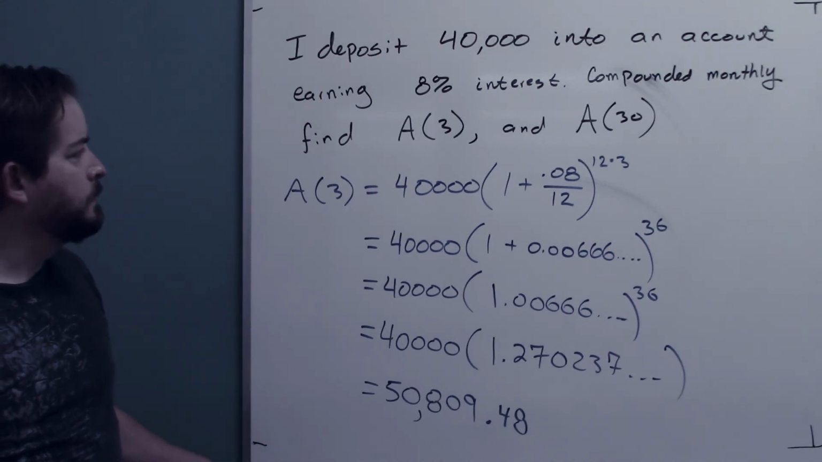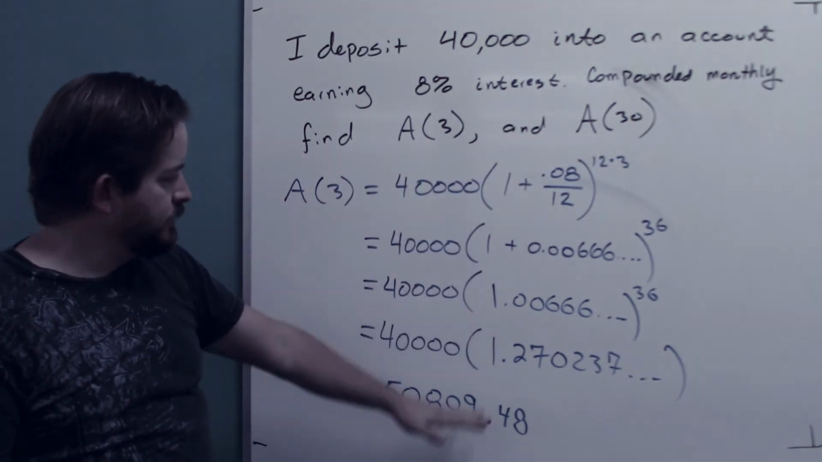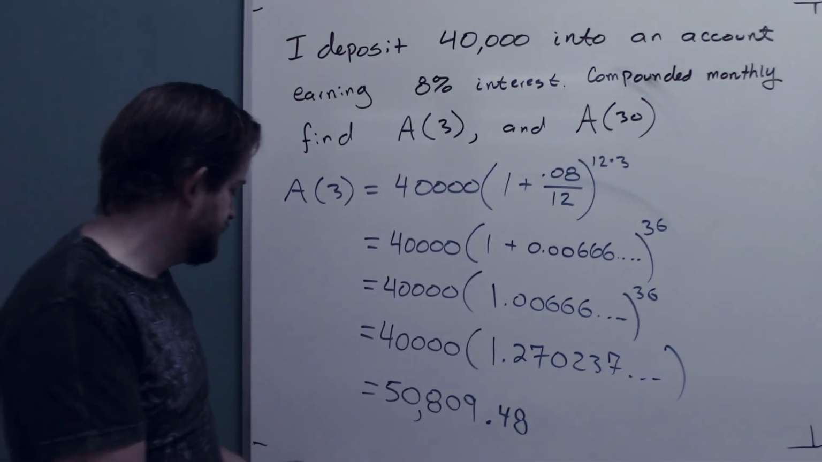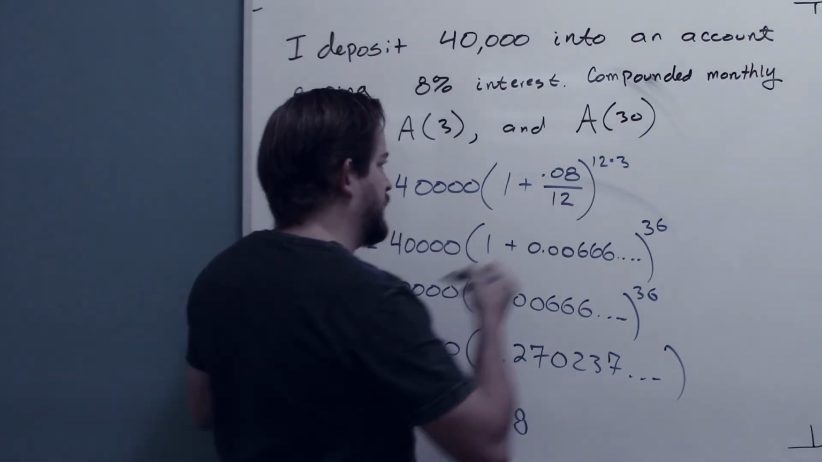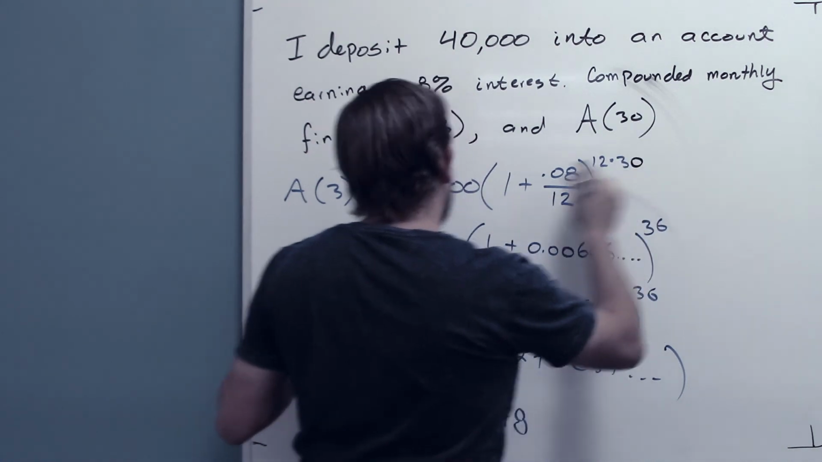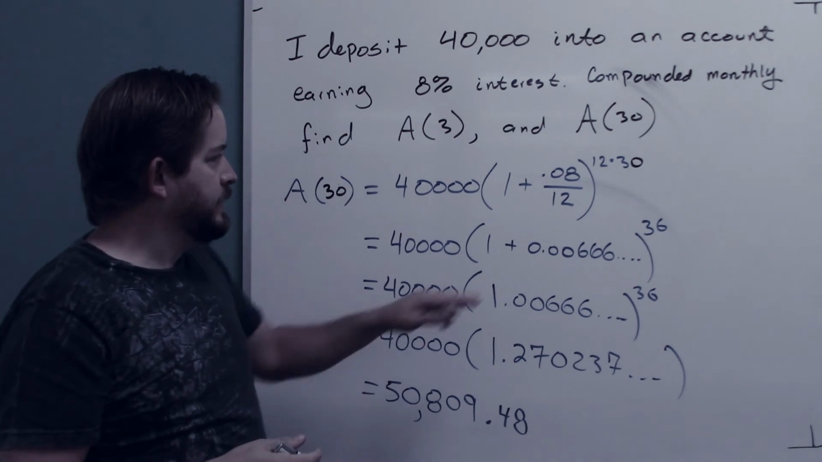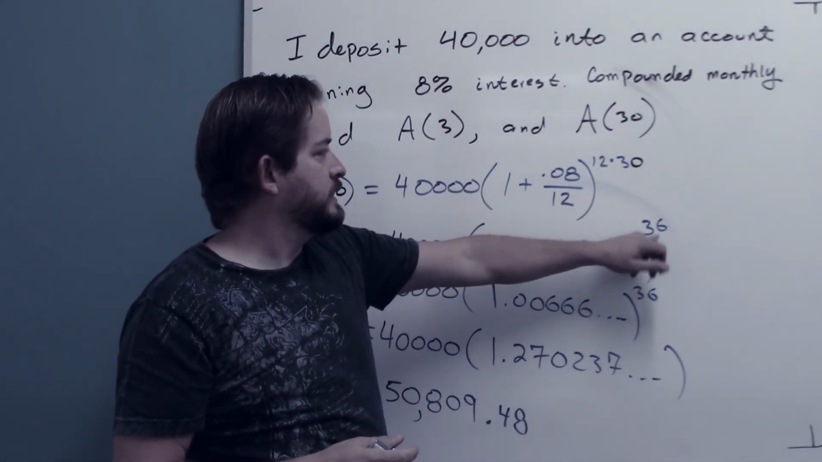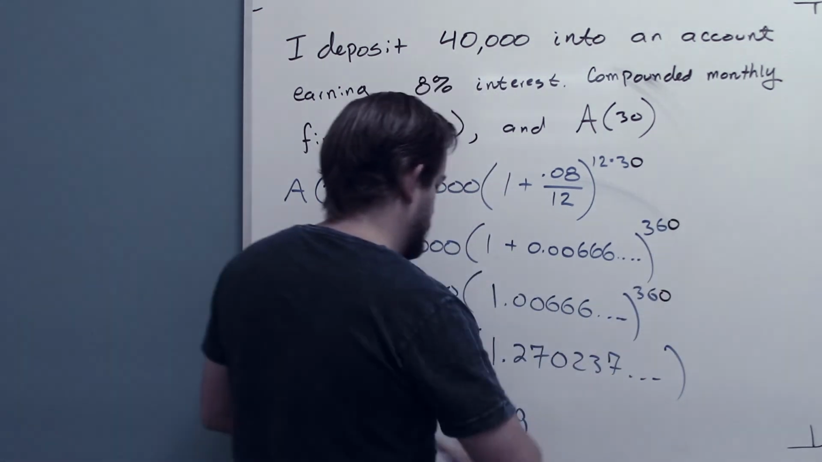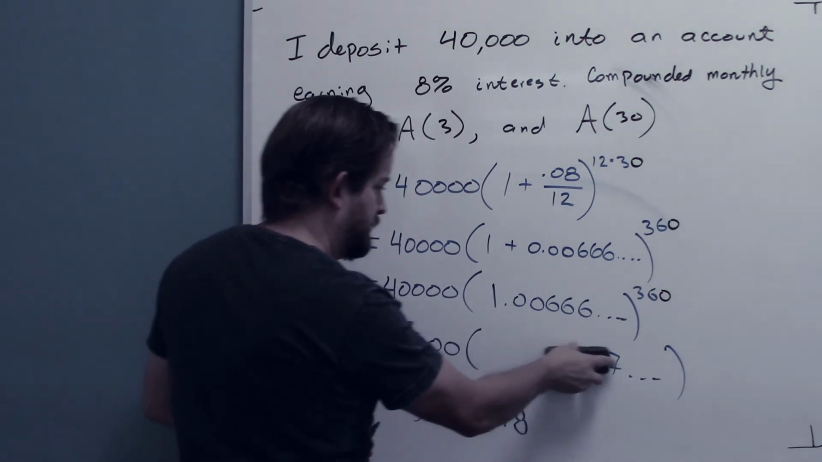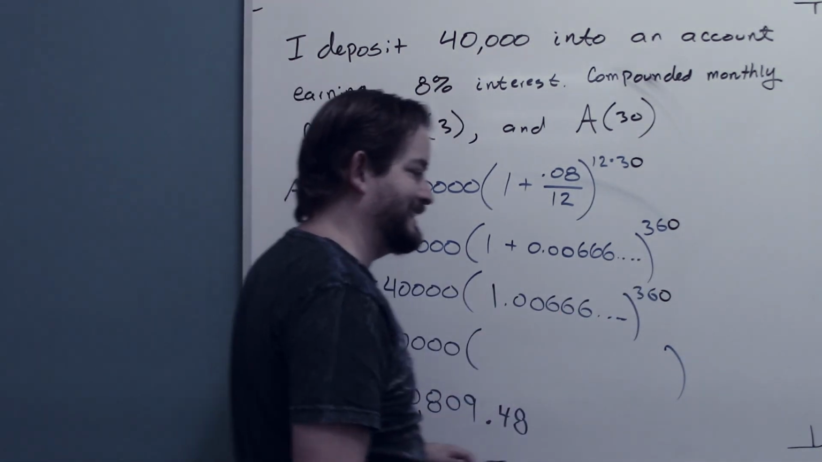Not bad. Right? If I want to do it for 30 years though, I'm actually going to leave most of these numbers here, because what changes is only this 3 right here. This 3 is now a 30 if I want to find the amount after 30 years, right? And you can see then 12 times 3, which was 36, well 12 times 30 is now 360, right? So this number is going to change. Now that I've taken this 1.0066666 to the 360 now.